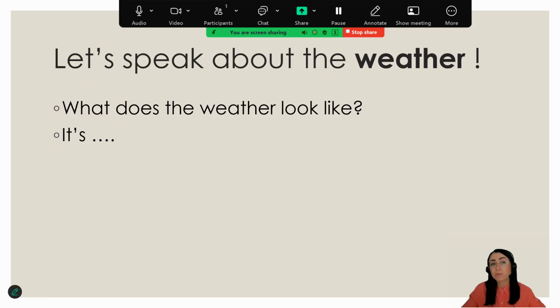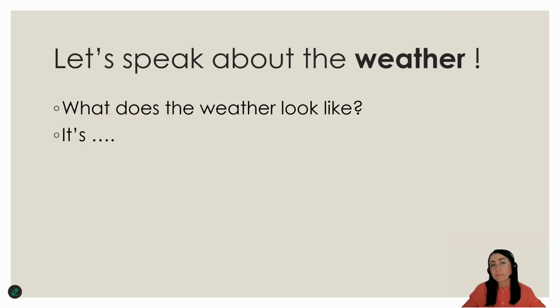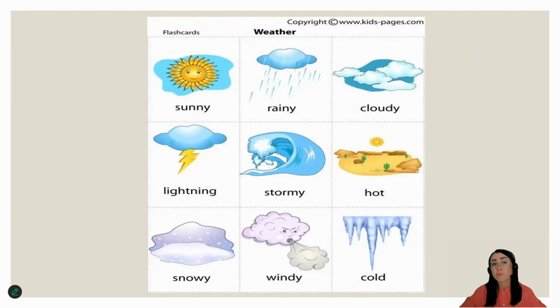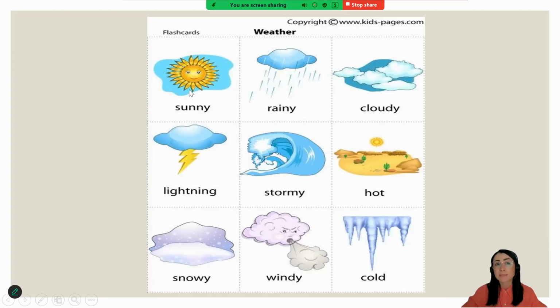If somebody asks you, what does the weather look like? You can say, it is, or a short form, it's. For example, what does the weather look like today? It's hot and sunny. In this picture, you can see vocabulary connected to weather. Weather can be sunny, rainy, cloudy. It might be lightning, stormy, hot, snowy, windy, cold.